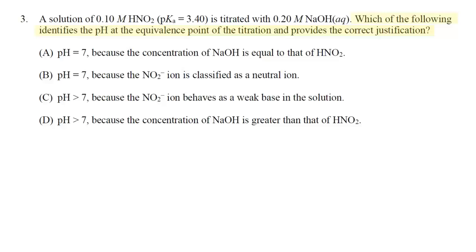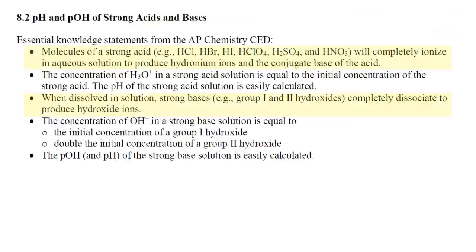So a good strategy to get started in analyzing this question is to determine what type of acid we have, strong or weak, and then what type of base we have, strong or weak. So back to topic 8.2, pH and pOH of strong acids and bases. As you examine that list of the 6 strong acids that you should memorize for the AP Chemistry exam, you'll notice that HNO2 is not on that list. So HNO2, or nitrous acid, is classified as a weak acid.